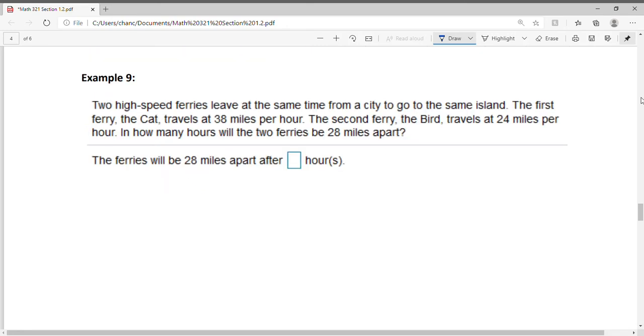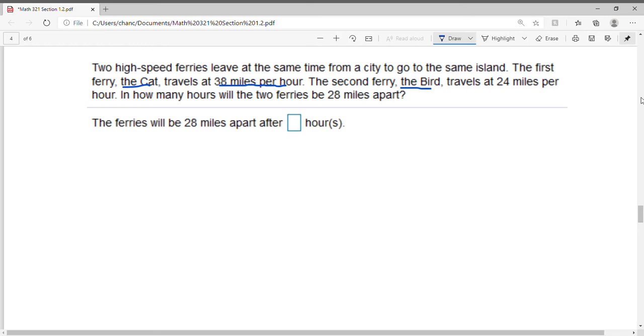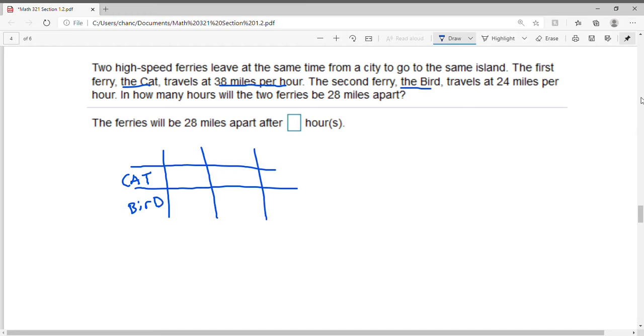Example 9. 2 high-speed ferries leave at the same time from a city to go to the same island. The first ferry, the cat, travels at 38 miles per hour. The second ferry, the bird, travels at 24 miles per hour. In how many hours will the two ferries be 28 miles apart? Alright, let's give this a try. First, we'll make a table. We have the cat, and then we have the bird. Let's look at the rate, time, and distance.